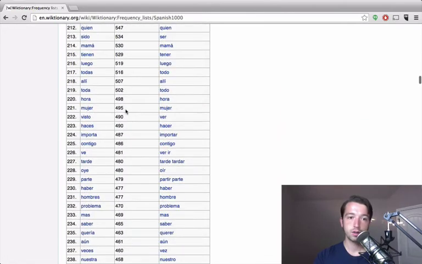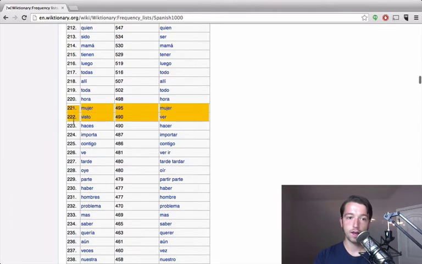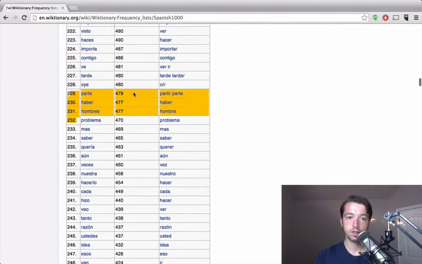So once you get down to words like woman and view or have seen, so visto is the participle for ver, and then let's see, part and men. So these are much less frequent. That's 0.04% of the language. Every single word you learn here just brings you a smidgen further.